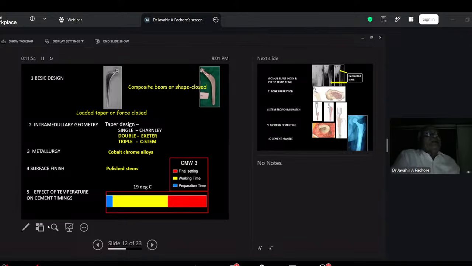What about the temperature of the theater? 19 to 20 degrees should be there, which allows you preparation time, working time, and final setting time. So that's why it is very, very important, as far as cement is concerned, that the temperature of the theater should be maintained extremely well.